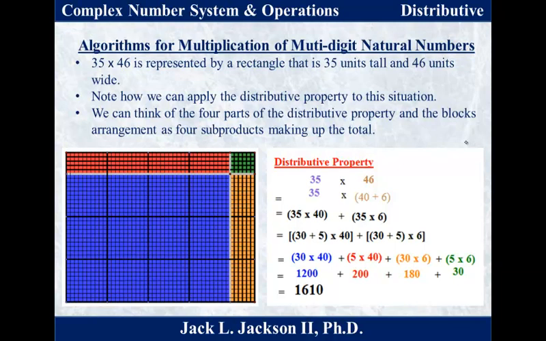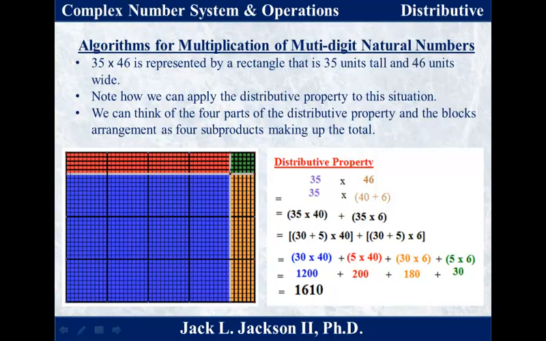Now, if you'll notice, these four things are exactly the areas of these four regions, or the number of blocks in these four regions, and I've got the colors matching up. So let's start with the green. Okay, the green we got from this distributive property is 5 times 6. Well, if you look, that's exactly the area of this green rectangle.